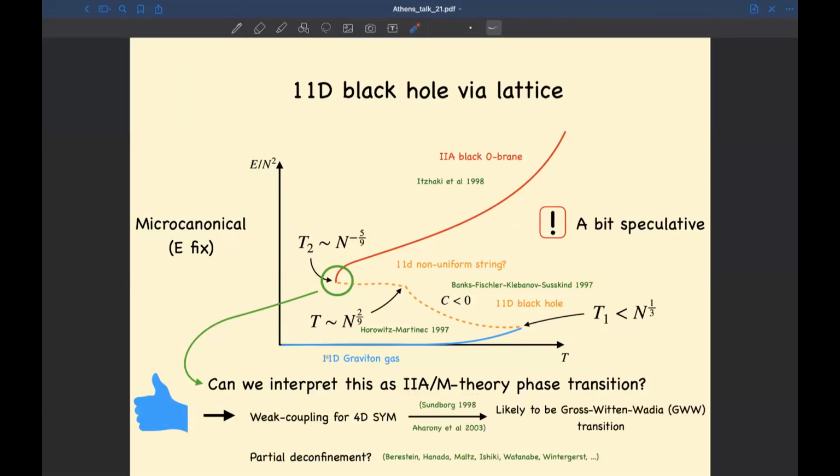And indeed, as we explained based on motivation from the conventional AdS/CFT, this could be the case, because by work from Sundborg in '98 and Aharony et al., this transition here is likely to be a Gross-Witten-Wadia transition, which is furthermore related to a Gregory-Laflamme instability. It could also be something similar, the partial deconfinement proposed by Berkooz, Maldacena, and an incomplete list of people.